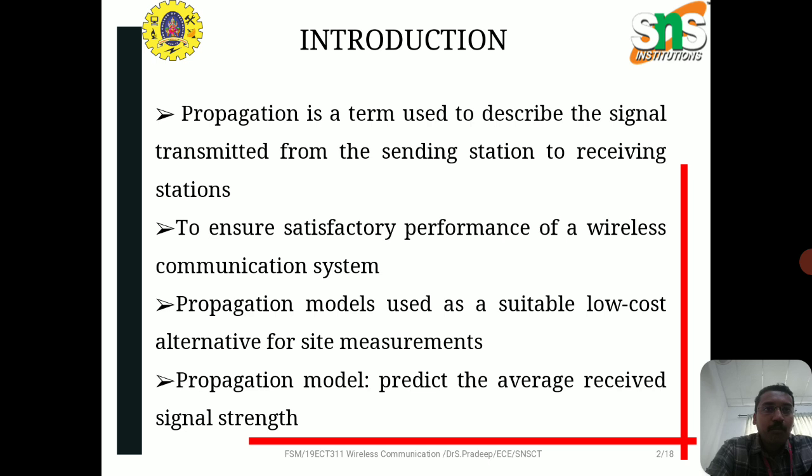Introduction. Propagation is a term used to describe the signal transmitted from the sending station to receiving stations to ensure satisfactory performance of a wireless communication system. Propagation models are used as a suitable low-cost alternative for site measurements. Propagation models predict the average received signal strength.